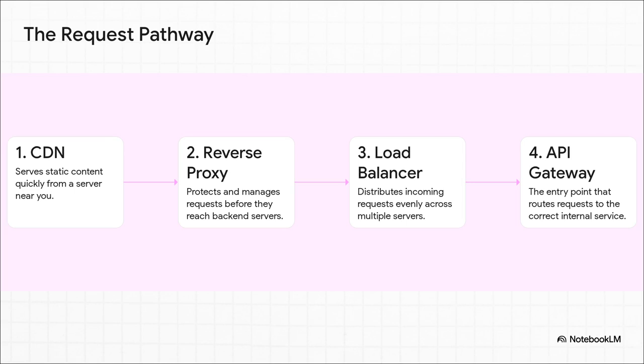First, it stops by the local CDN, kind of like a neighborhood convenience store, to grab stuff like images really fast. Then it gets to the reverse proxy. Think of this as the bouncer at the front door checking its ID. Next up, the load balancer. This is the traffic cop, pointing our click to an open lane, to the server that's not swamped. And finally, it hits the API gateway. This is like the main receptionist who knows exactly which department to send our post request to.